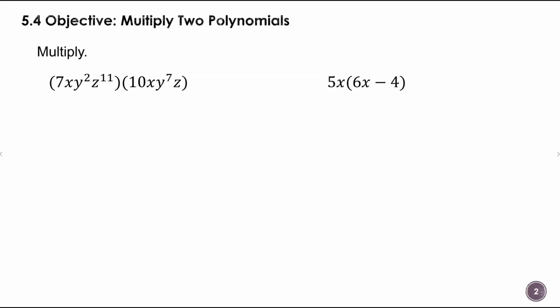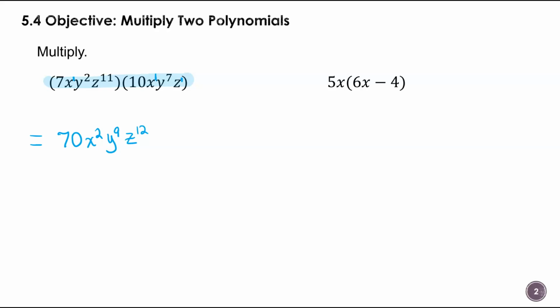Okay, so when we multiply these two, we're basically multiplying two monomials on this first example. All right, and I'm right here. And so I'm simply going to take 7 times 10. X times x would be x squared, because remember they each have an exponent of 1. Y squared times y to the 7th would be y to the 9th. We add the 2 and the 7. And then on the z's, we have 11 plus 1, so z to the 12th. All right, and so we've taken care of all of that.